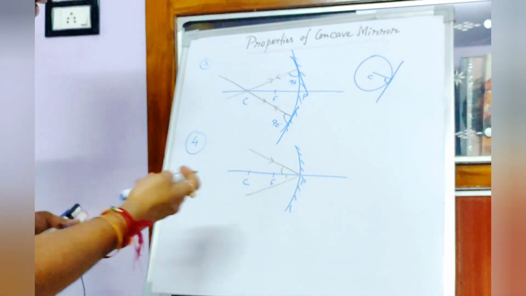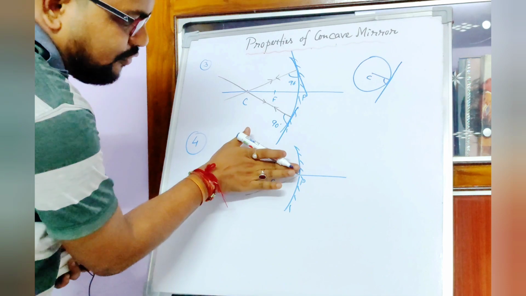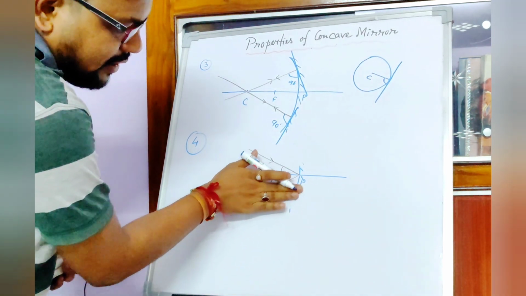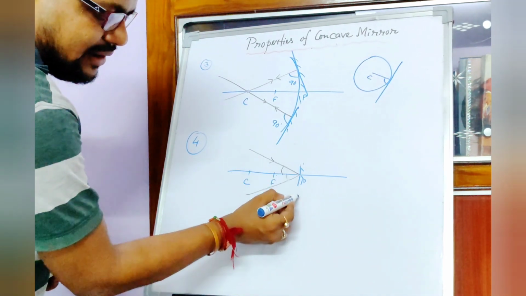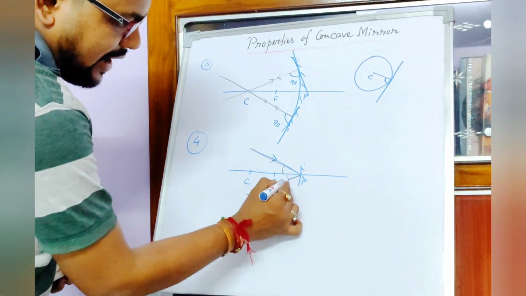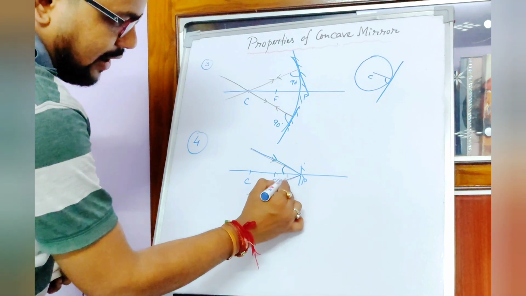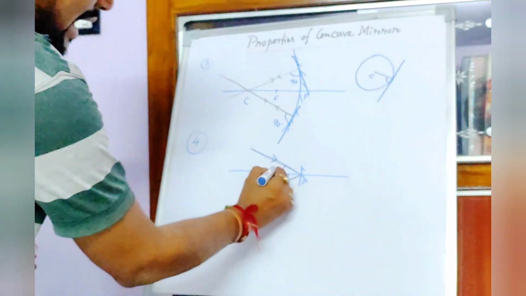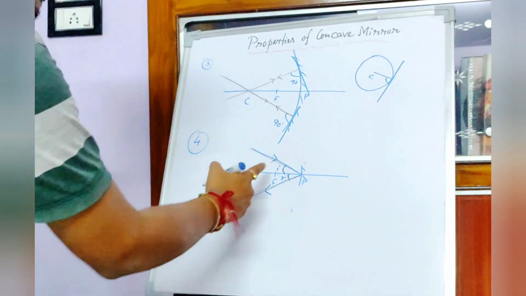And that's why, if we remove this part and this part, this is simply a plane mirror. So when an incident ray is falling on it, it bounces back with the same angle. As we know, as per the law of reflection, angle I must be equal to angle R. So this is I, this is R.